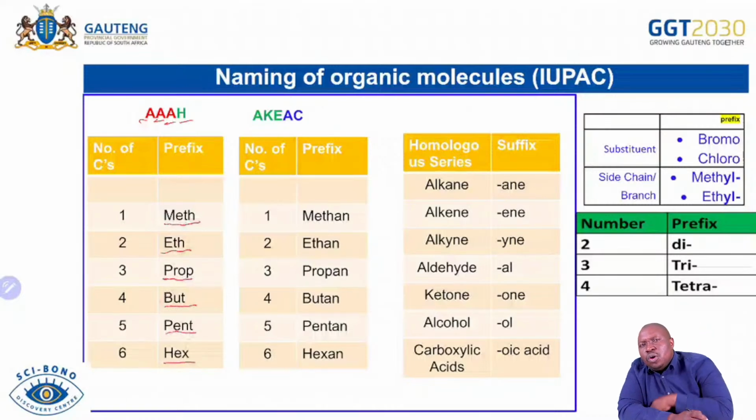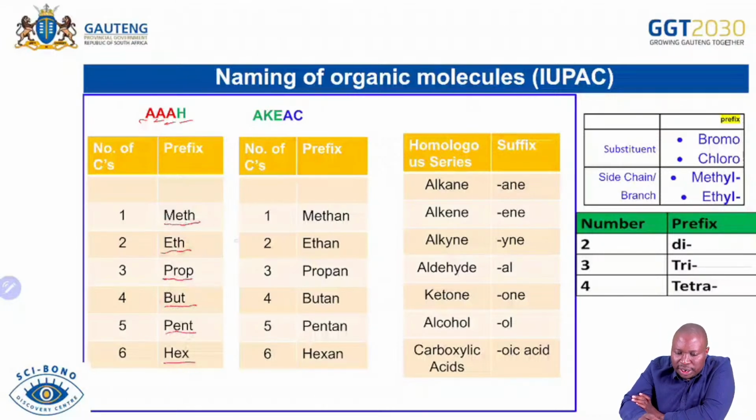So please always remember that the number of carbons will determine the name that we are going to give to the structure. Now, this is what we will write. We'll start the name with the prefix. Then I wrote it there as a prefix. You must not confuse this prefix with the substituent or the branch: your bromo, your chloro, your methyl, and your ethyl, which we will talk about just now.